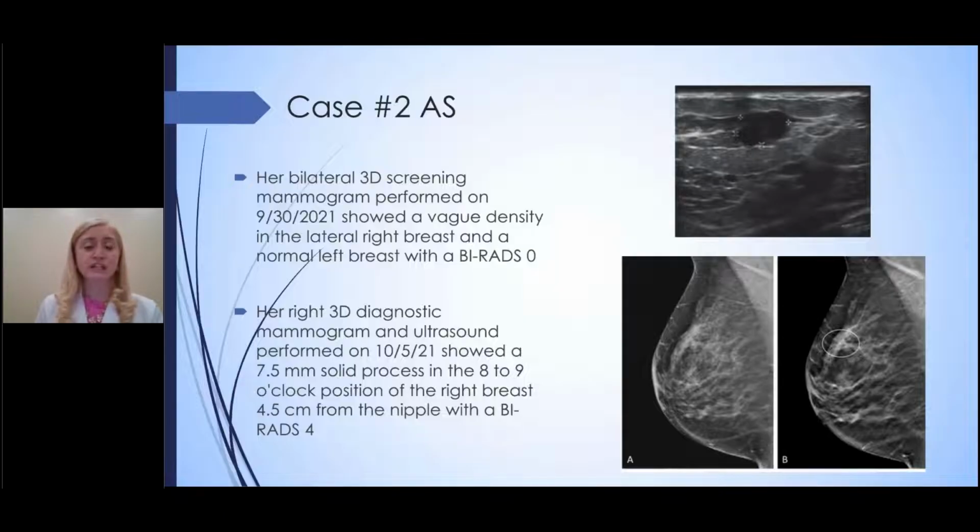For her imaging, she had a bilateral 3D screening mammogram in September. This showed a vague density in the lateral right breast, and a normal left breast, and was given a BI-RADS 0. Her right 3D diagnostic mammogram and ultrasound were performed in October, and this showed a 7.5 millimeter solid process in the 8 to 9 o'clock position, 4.5 centimeters from the nipple. This was given a BI-RADS 4 and a biopsy was indicated.